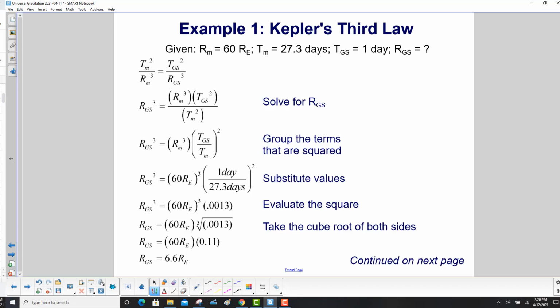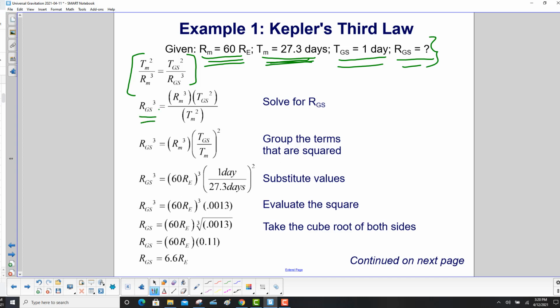We gave the Moon's information because we're going to use it in Kepler's third law. We've got how far the Moon is from the center of the Earth. Here's the period of the Moon making one complete orbit around the Earth. And here's our geosynchronous satellite. It makes an orbit every day, and we want to find out how far above the Earth's center it is. So here's Kepler's law. T squared over r cubed is the same for anything orbiting the Earth. We solve for the distance of the geosynchronous satellite.